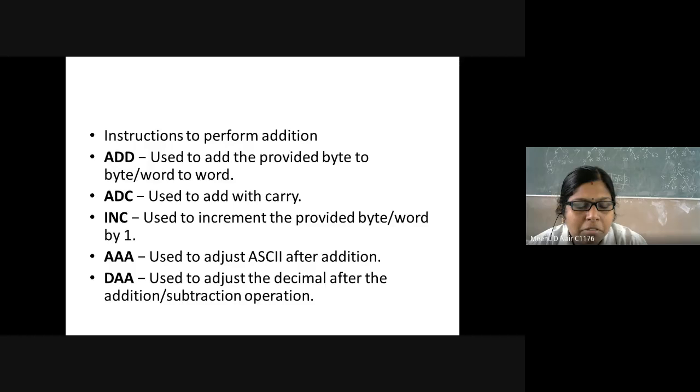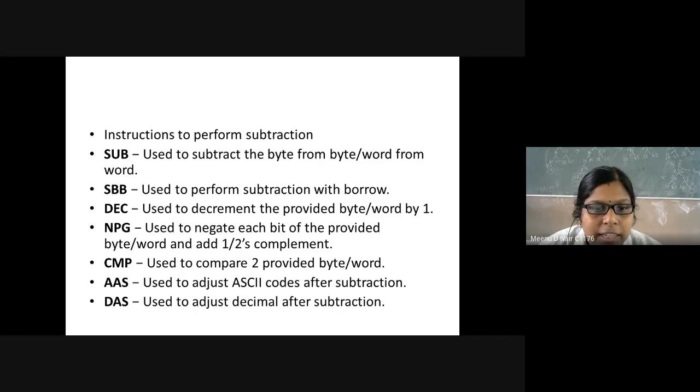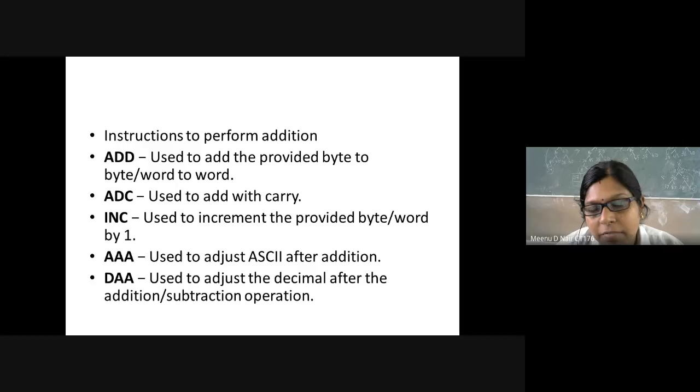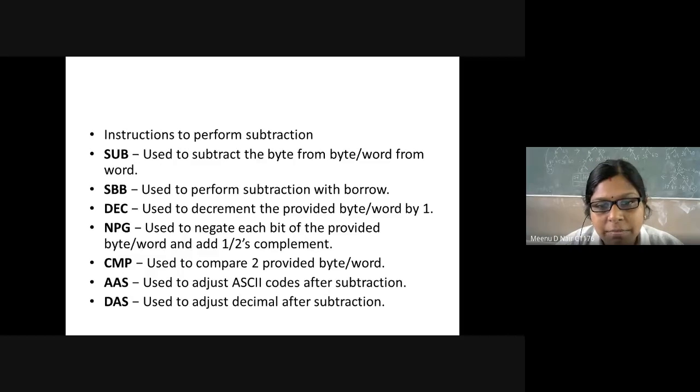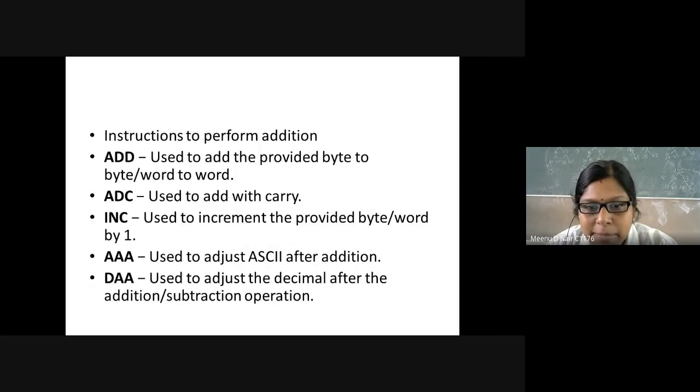Then instead of AAA, you are using ASCII after subtraction. DAS means decimal after subtraction. So these are the commands, with some additional ones, NEG and CMP. Sub means you have to subtract the data. It can be either byte or word format, either 8-bit or 16-bit. Then SBB means subtraction with borrow, like in the case of ADC, it is addition with carry. DEC means decrement by 1. INC means increment by 1.